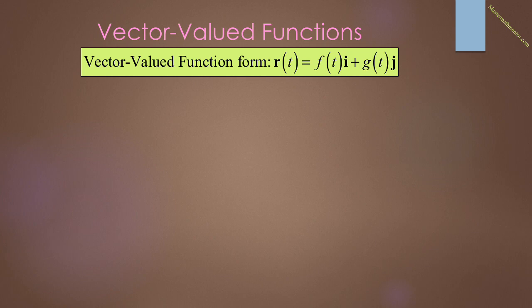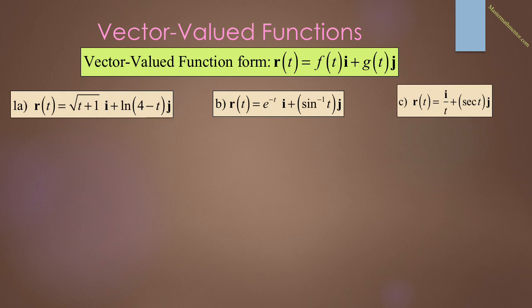Earlier, we defined a plane curve as the set of points f of t, g of t, satisfying the parametric equations x equals f of t and y is equal to g of t, where f and g are continuous functions of t on some interval. We now define a new type of function called a vector-valued function of the form r of t is equal to f of t i plus g of t j. A vector-valued function, sometimes called a vector function, takes the variable t and returns a vector. The domain of a vector-valued function is the set of all t for which both component functions are defined.